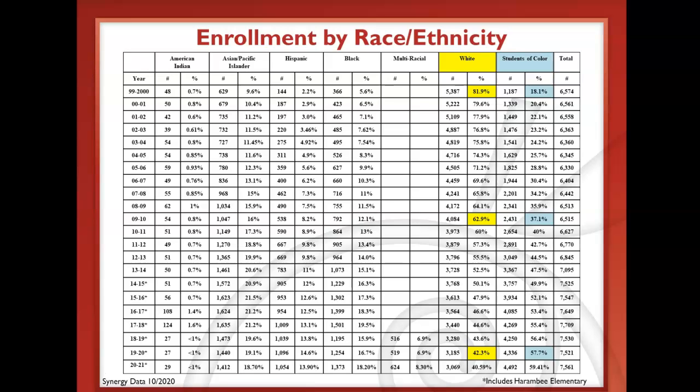From the 1999 to 2000 school year, we had 82% of our students identifying as white, with 18% of our students of color. And that has changed now to 59% of our students identifying as white and 41% students of color within our current year. There's been a lot of turnover in our housing stock over those past 2 decades, with more younger families moving into our school district, which is more reflective of a broader racial diversity as well.